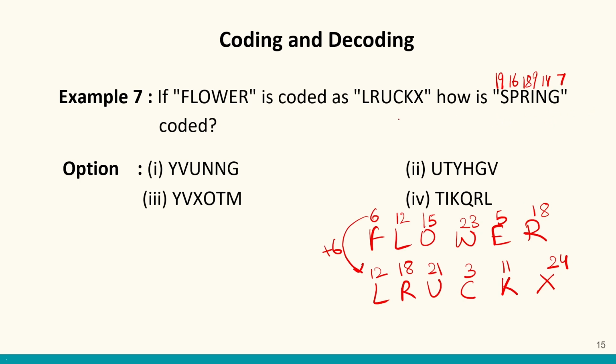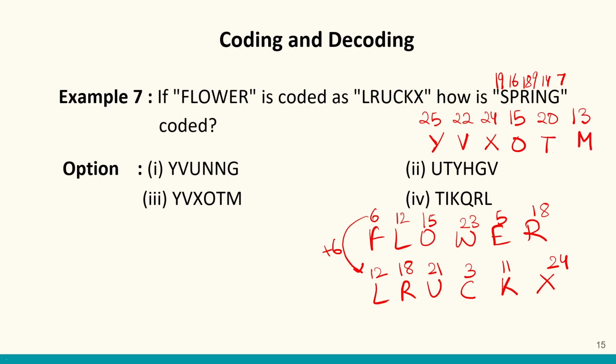I'm running out of space, so I'll write here. Okay. 25th position, then 22nd position, 24th position, 15th position. Here if I add 6 to this, 20th position. And here I'll get 13th position. So at the 25th position we have Y. 22nd position we have V. 24th position we have X. 15th position we have O. 20th position we have T, and for 13 we have M.